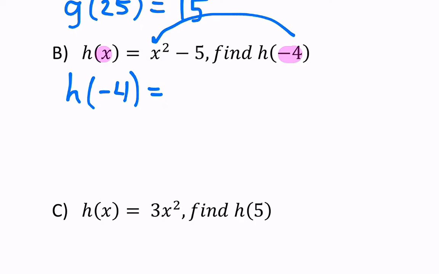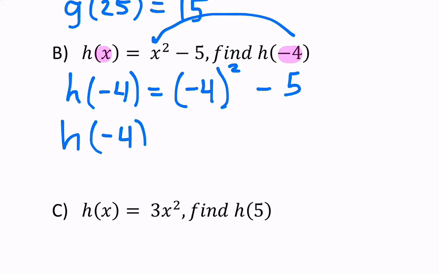Equals. Okay, so parentheses, I'm going to put negative 4, close parentheses, square. So remember, this x I'm replacing with negative 4 in parentheses, then I square it. Notice that square is on the outside of the parentheses. So I plugged in negative 4 for this, then I squared it, minus 5. All right, so now I just have to type that part into my calculator to figure out what h of negative 4 is equal to.